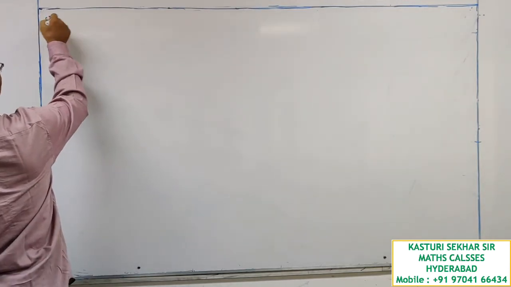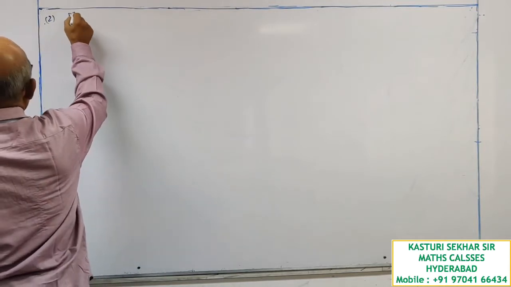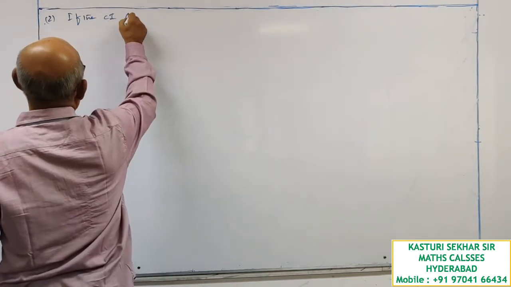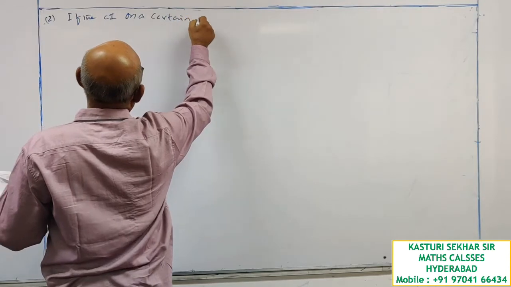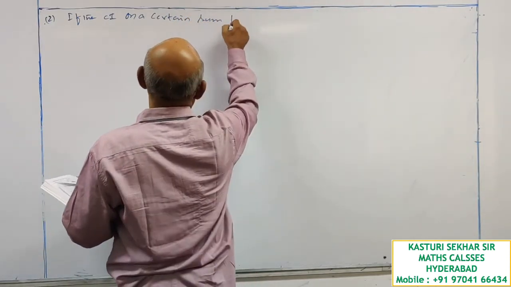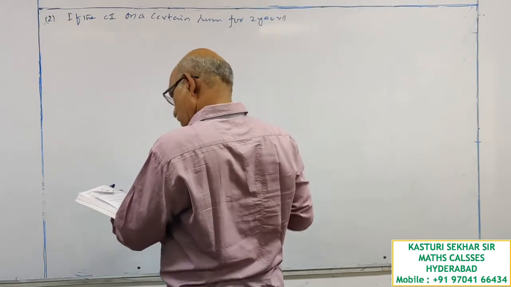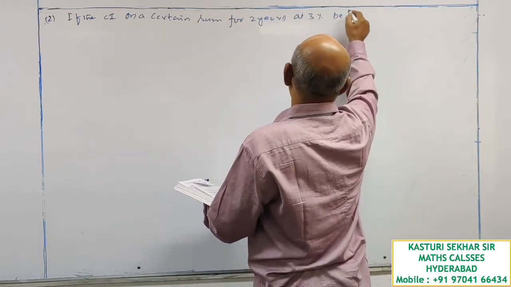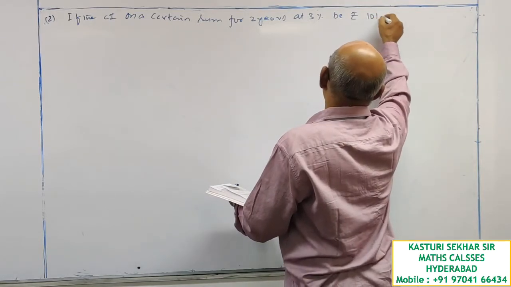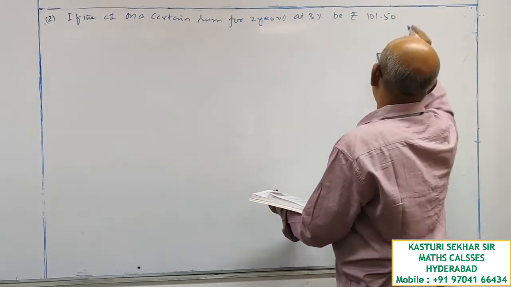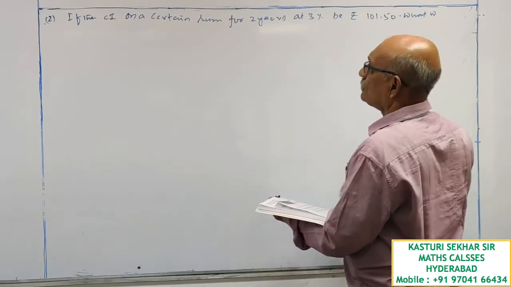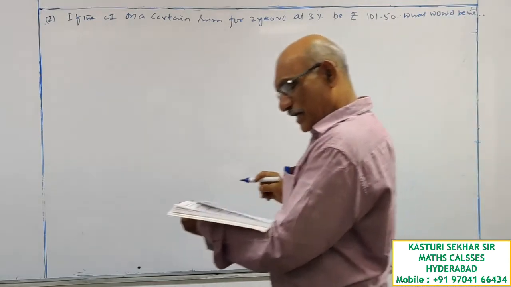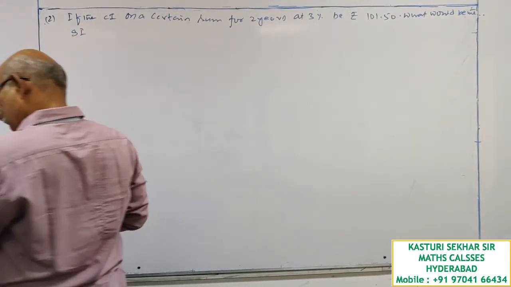Next, question number 2. If the compound interest on a certain sum for 2 years at 3% be rupees 101.50, what would be the simple interest?